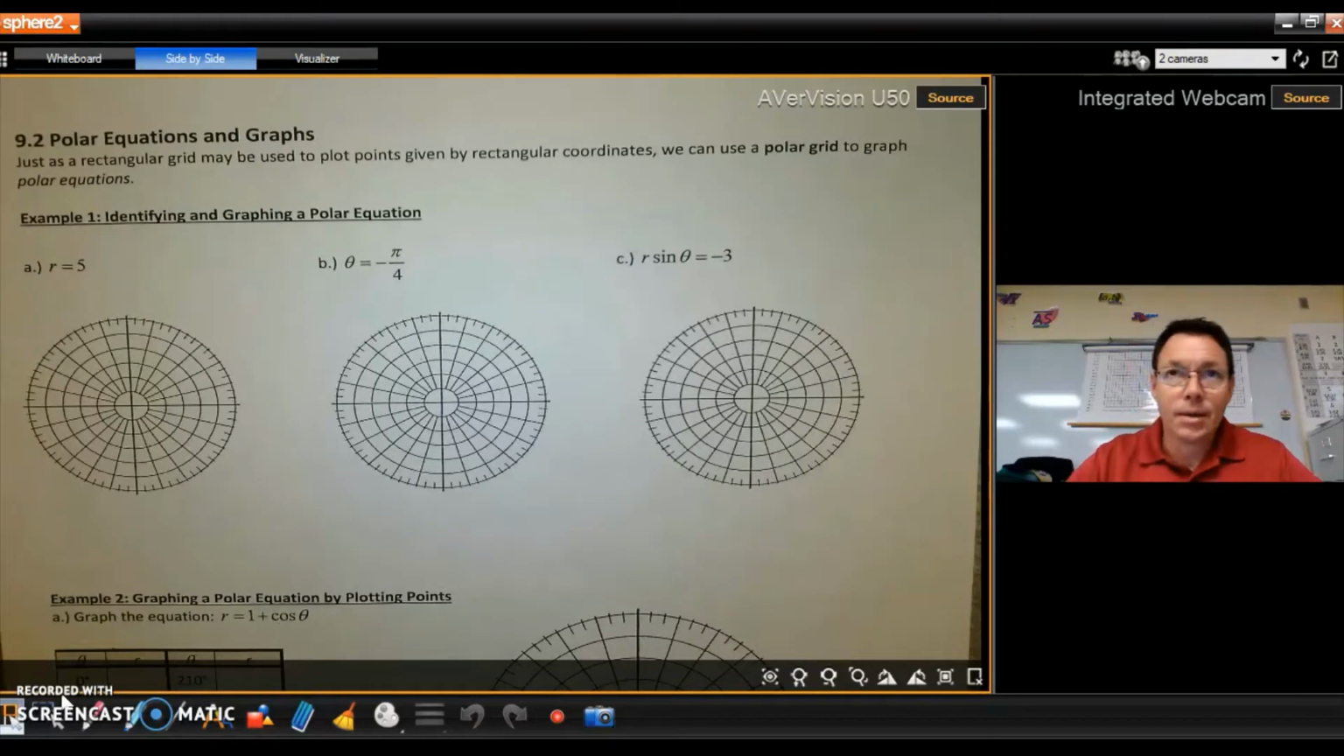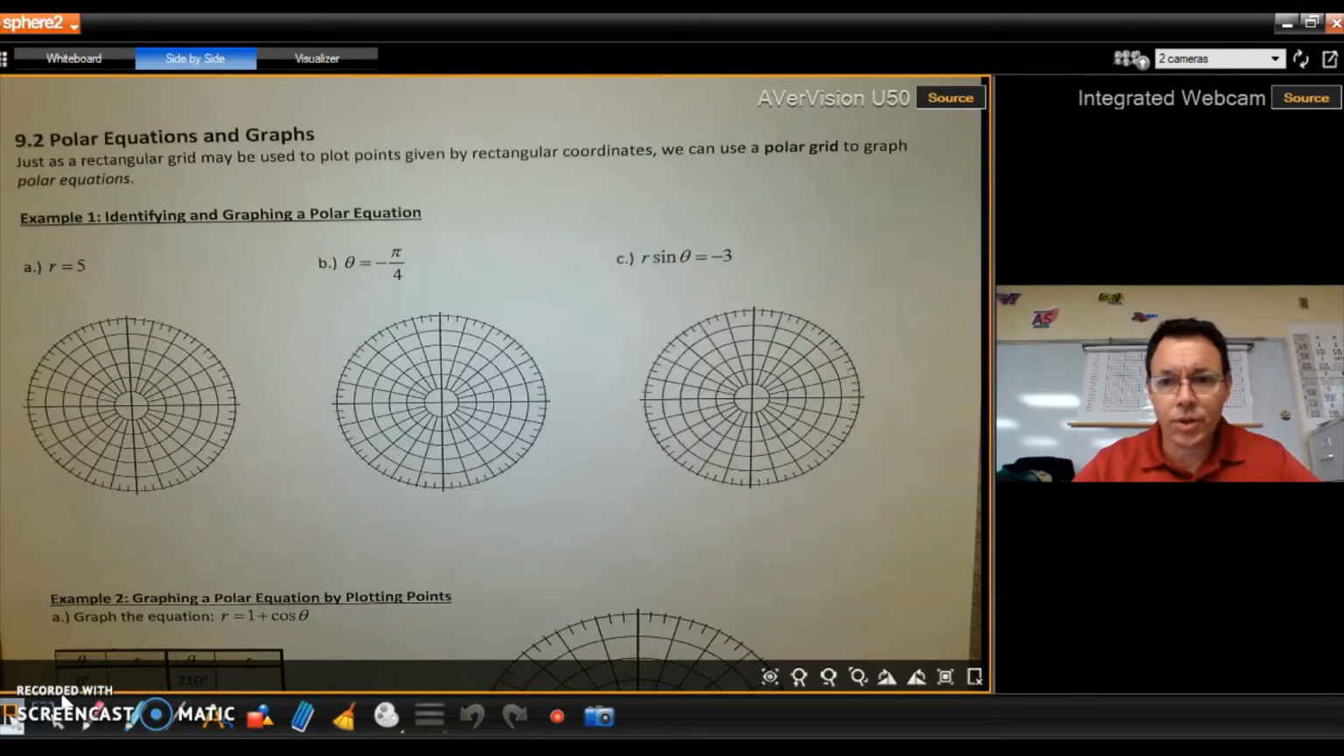Okay, so we're used to equations with x's and y's, and since x's and y's can also be written as r's and thetas, you can also have what are called polar equations as well. And today you're going to see some polar equations, and we're going to graph them.